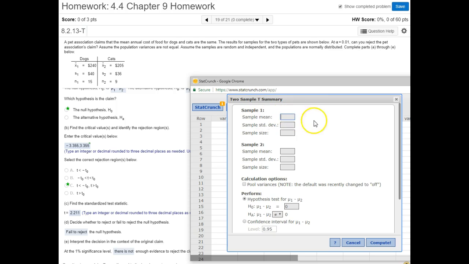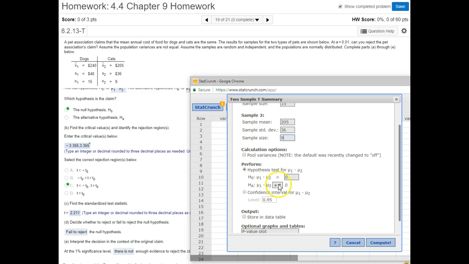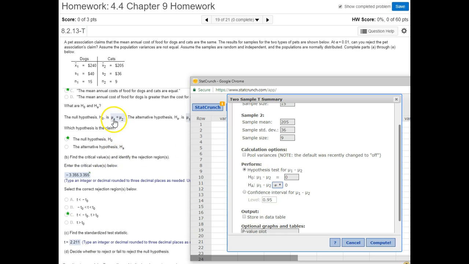And so we can fill in the mean of sample 1, that's 240, and standard deviation of 40, and 15. And sample 2 is cats, 205, 36, and 9. And we're doing a hypothesis test, not a confidence interval. And we want a two-tail test. We've gone over this before, but mu1 equals mu2. If we move mu2 to the left side of the equation, it's mu1 minus mu2, and that's this right here. And we would be left with a 0 on the right side.